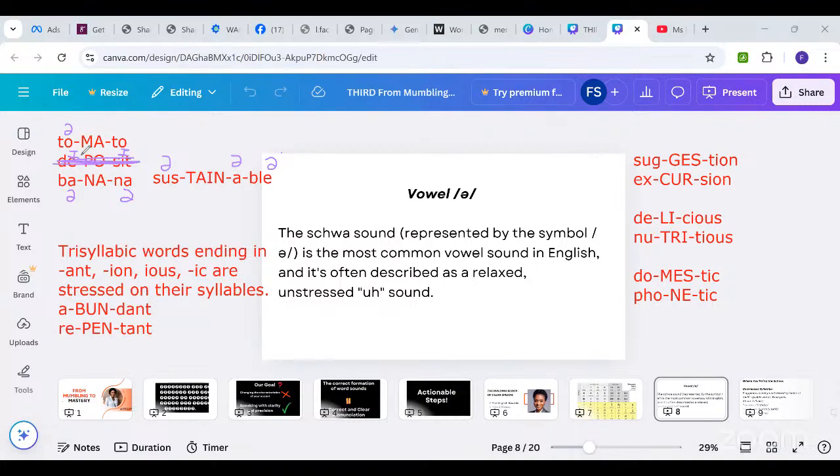So can I proceed, ma'am? Yes. Yes, we can proceed. Okay.